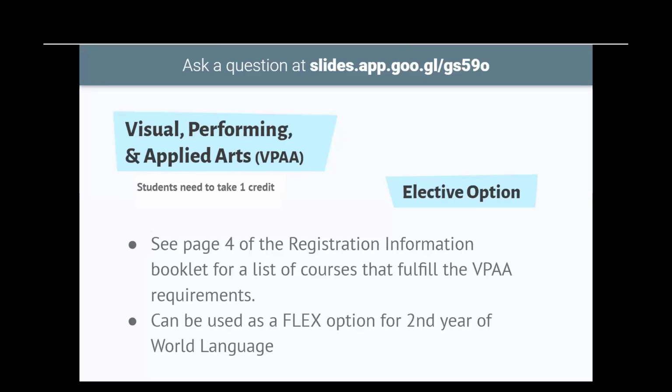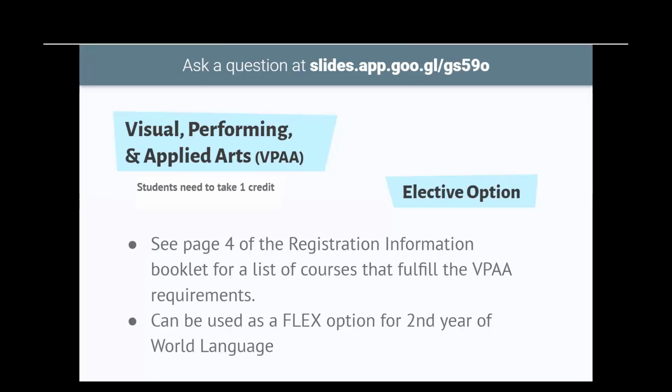Okay, so moving on, visual performing and applied arts. This is a graduation requirement. It is probably the easiest one to get. It's simply 2 classes or 1 credit. So if you took a full year of band or a full year of choir, this could be a way to get your VPAA.